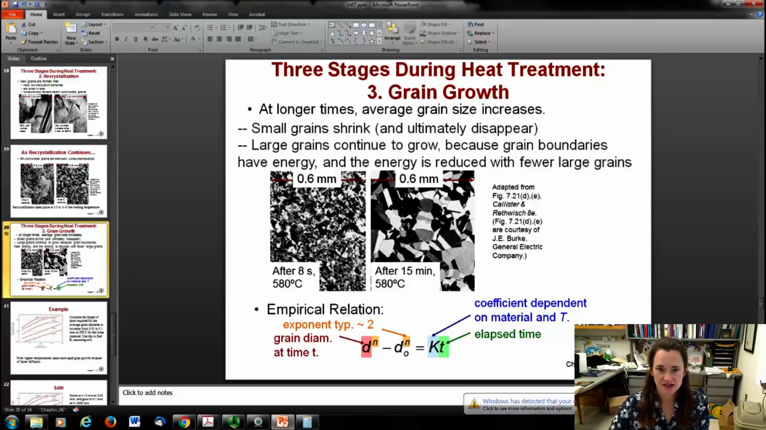Okay, and so this shows the process. After 8 seconds, all those little tiny grains were forming, but then if you let it go for a little while, after 15 minutes, you can see that you've got much larger grains than you did at the 8-second time. This is described by this empirical relation right here, d^n minus d_0^n equals Kt. Here, t is the elapsed time, K is a coefficient that depends upon what kind of material you have and the temperature that you're holding it at. d is the grain diameter after the time has elapsed. n is an exponent that's typically about 2, and d_0 is the initial grain size once the recrystallization has happened.